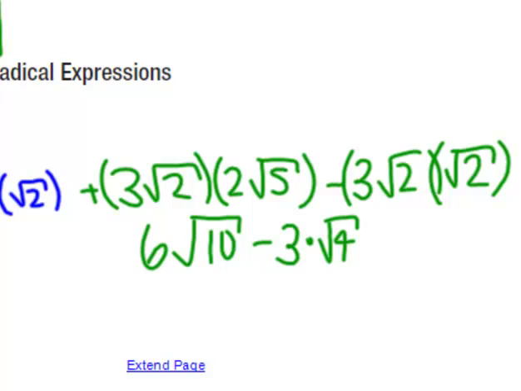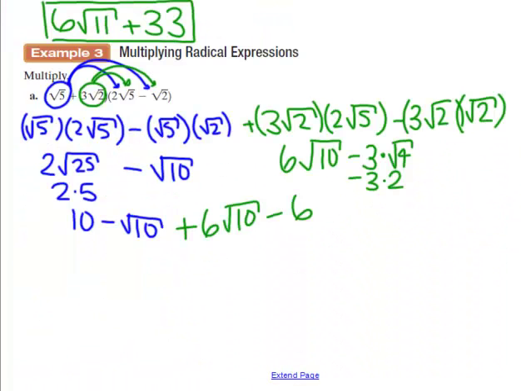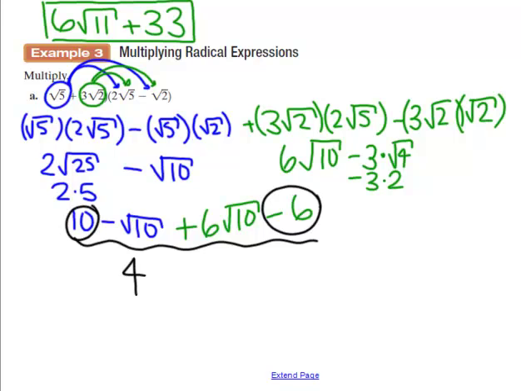So this 6 root 10 I can't simplify, so I'm just going to add it down here. But negative 3 times the square root of 4 is really just negative 3 times 2, or negative 6. And then using all of this simplified stuff here, combine like terms. So I have just numbers, 10 minus 6, that's going to give me 4. And then I have negative root 10 plus 6 root 10, so that leaves me with only 5 root 10s.